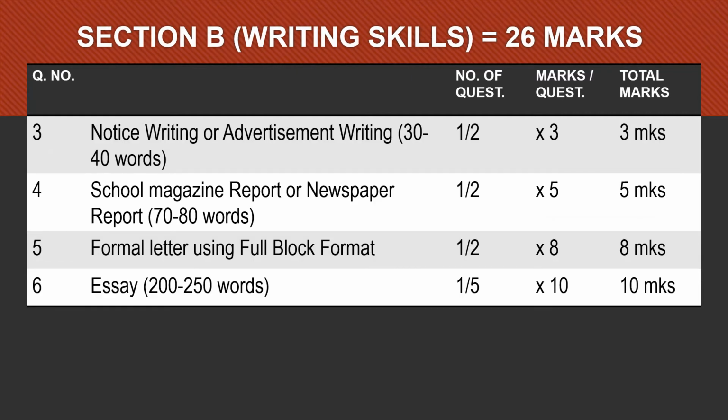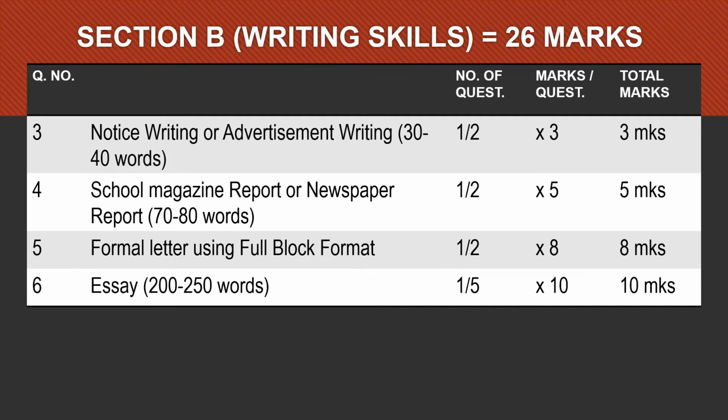Section B is your writing skills, which carries a truckload of 26 marks. So you better get your formats right. Question 3 is notice writing or advertisement writing in 30 to 40 words using an appropriate format. You have to do one of the two. You will get both the questions. You have to do any one of the two for 3 marks.